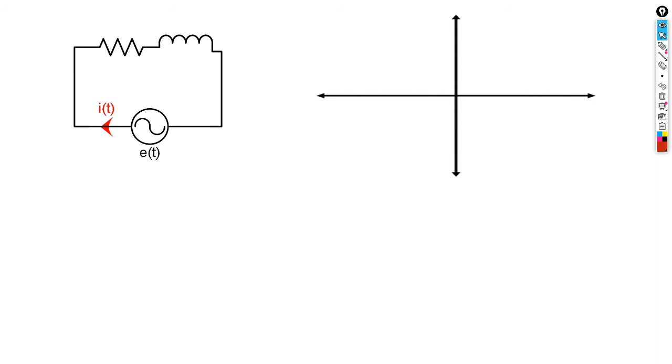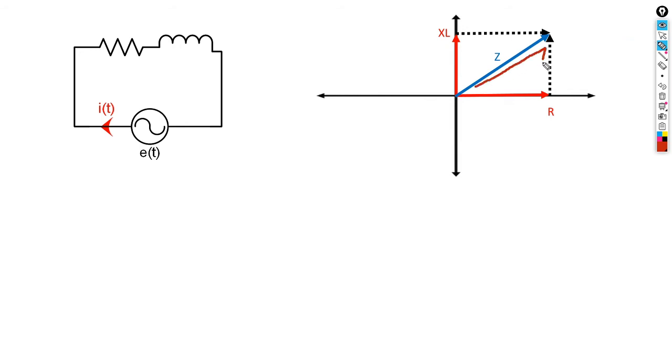Well, let's have a look at the RL circuit. As we said, it's all about a combination of a resistor and an inductor. We know that a pure resistor is always at the angle of 0, and a pure inductor is always at the angle of 90 degrees. The addition of the two vectors will give us an impedance. This vector will be the impedance angle.